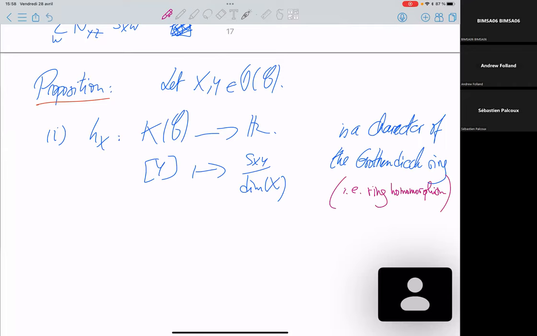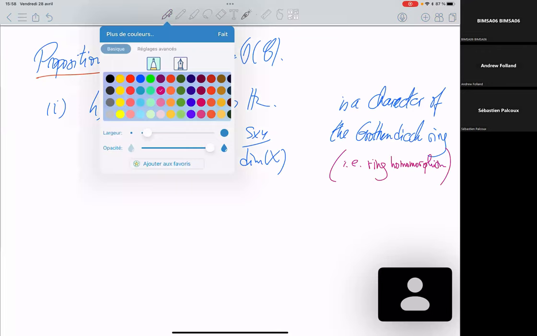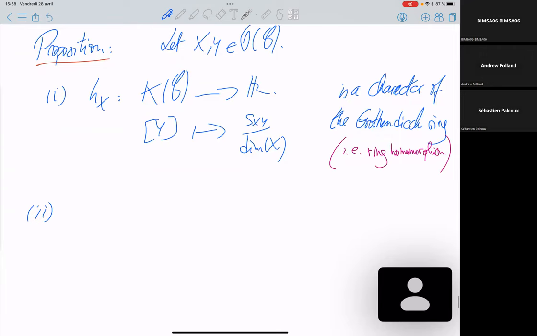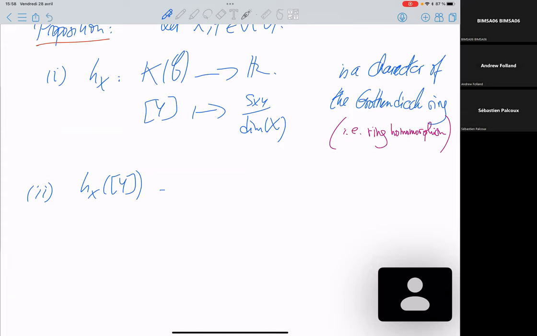This is the first point. Second point. So H_X of the class of Y, which is equal to S_XY over dim X, is an algebraic integer.